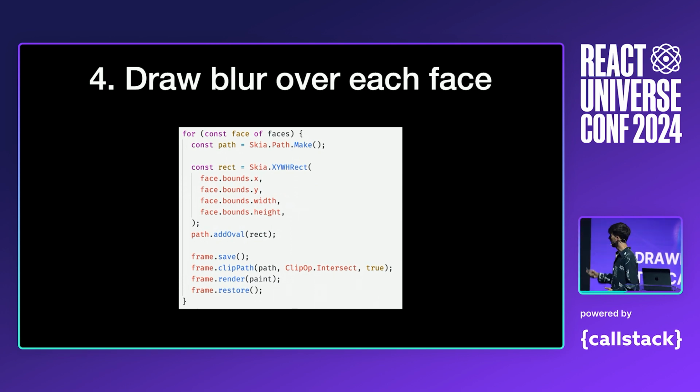We construct a Skia path. We create a rectangle of the bounding box around the face. Then we create a clip path. So we say, OK, only render this section within this oval, this rectangle. And then we render the frame again with the blur filter paint. So normally, it would just render the whole thing blurred, but we only have the clip path of the face, and we only render that on top of the normal frame. And that's really fast, and it works.